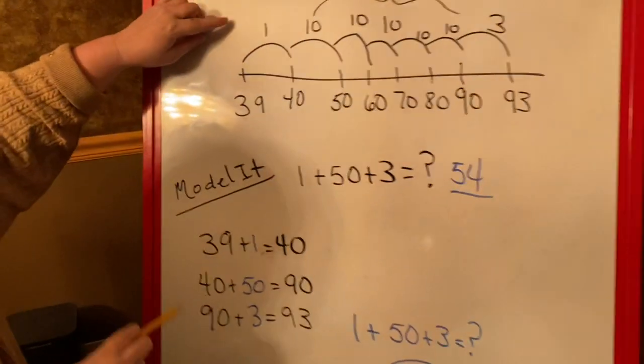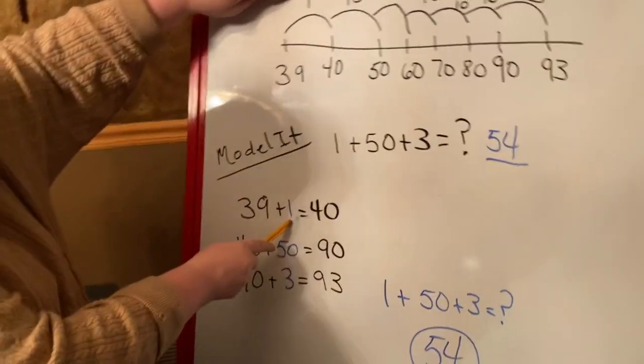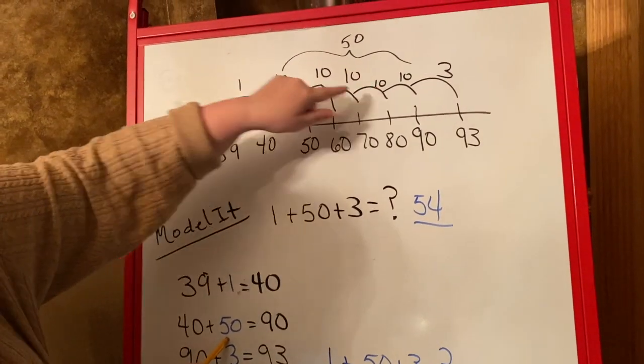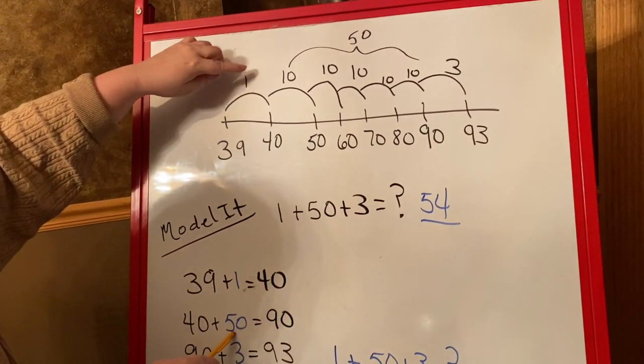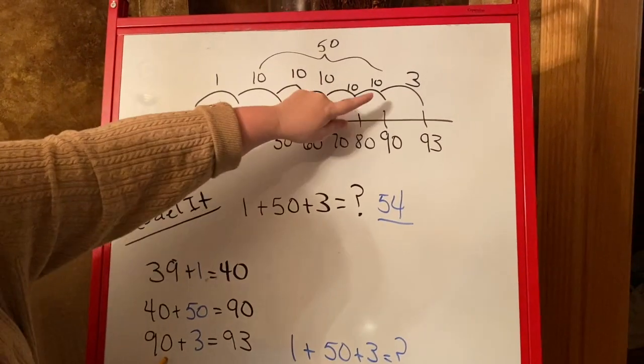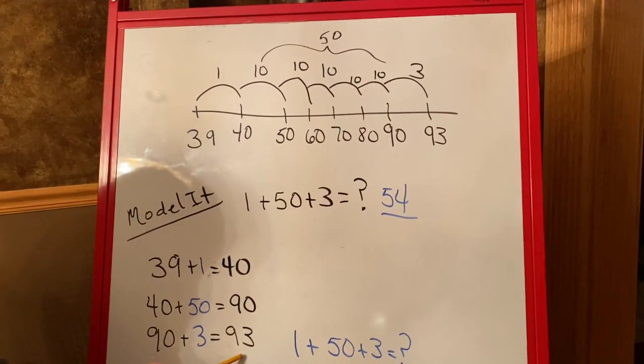So if we look over here on the board, this is where they got the 1. 39 plus 1 equals 40. 40 plus, this is where they got the 50. They added all the 10s up. Plus 50 equals 90. And 90 plus 3 equals 93.